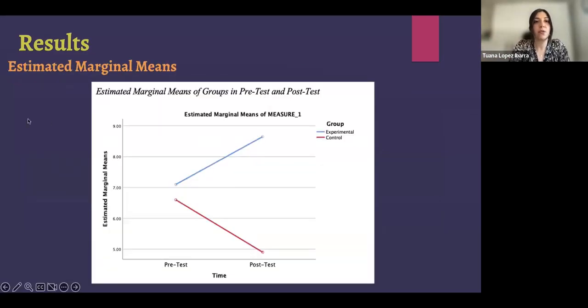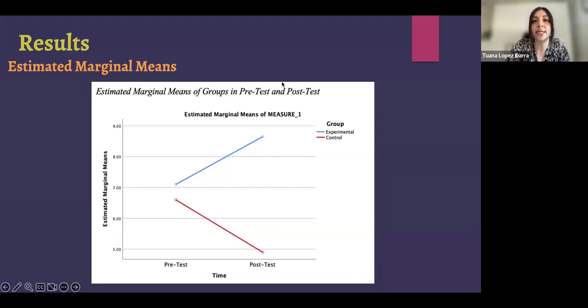And here we can see also the estimated marginal means as well. So here we see the blue one as the experimental group. We see they started here almost at the level of 7. And then we see an increase here at the post-test. And also the control group, which is the red line. We see that they were kind of at a similar point, but they went even down. So they didn't even remain the same. We saw that there was a drastic decrease in their scores as well.